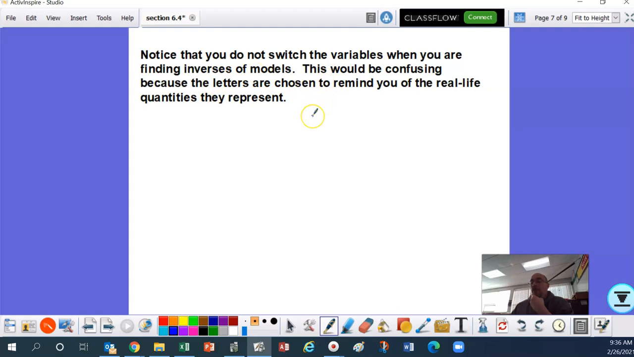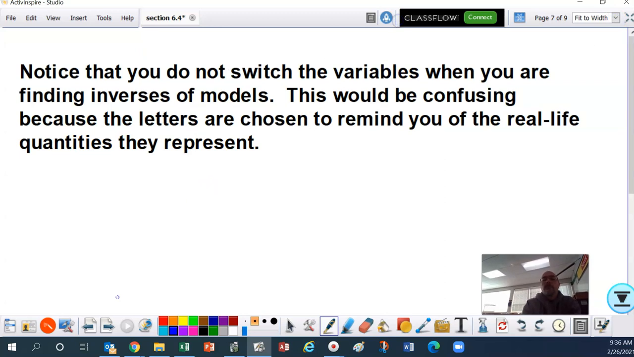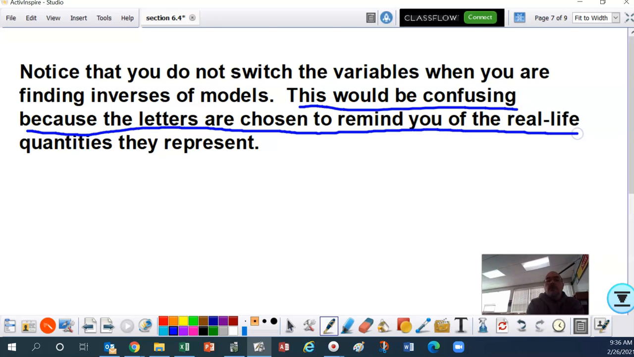If we did, that would be confusing because the letters are chosen to remind you of the real life quantities that are present. It would not make sense to switch the C because the C stood for cost and n stood for the number of greeting cards. If you switch those, then it gets all confusing because then your n is the cost and your C is the number of greeting cards, and that's just too confusing. So we don't switch them, and instead just solve for the other variable.